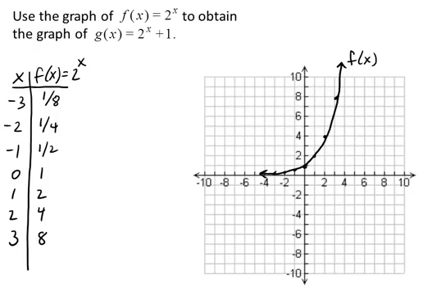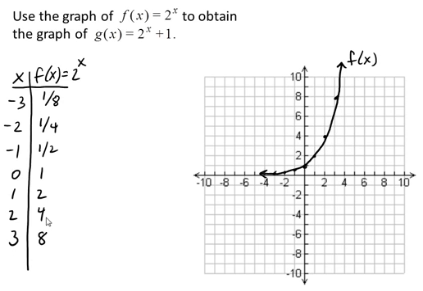Here we're going to use the graph of f of x equals 2 to the x to graph the function g of x equals 2 to the x plus 1. So I started with the graph of f of x here, and I got these points just by setting up a table of values that you can see over here on the left.